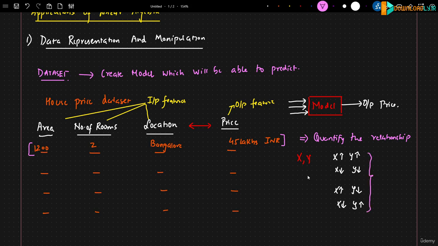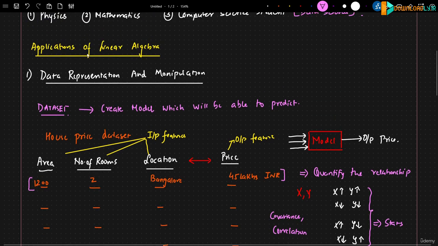Now, when we say that it will be able to quantify, that basically means we will be thinking about concepts such as covariance and correlation. So these concepts will also be covered as we go ahead, because they are important, and they will be specifically covered in statistics. But initially we'll get an idea with respect to linear algebra.